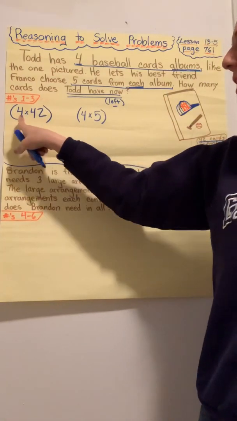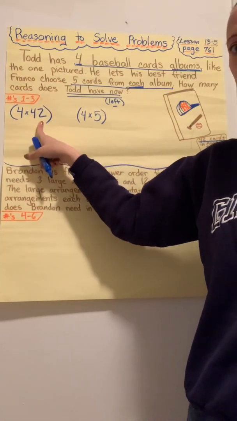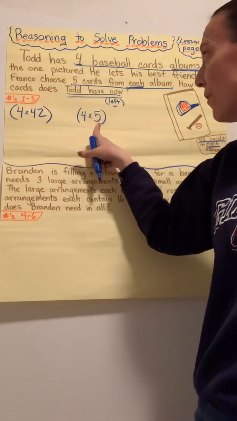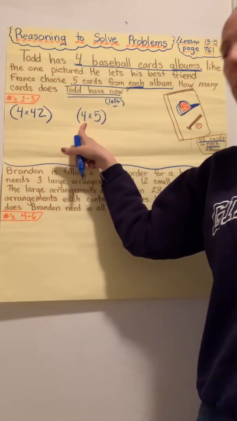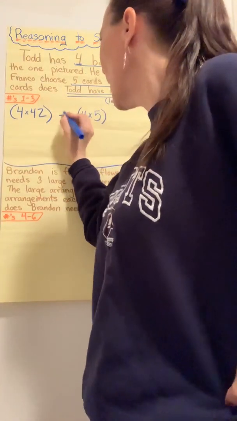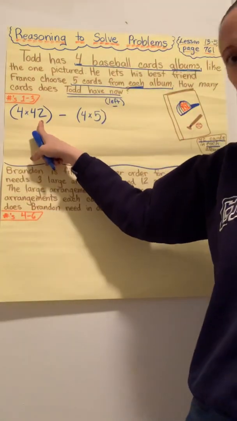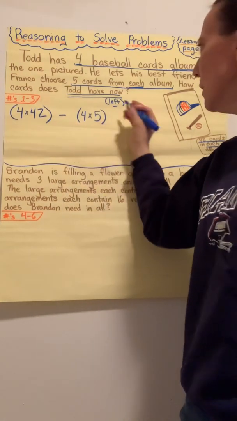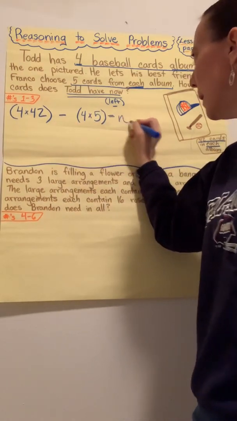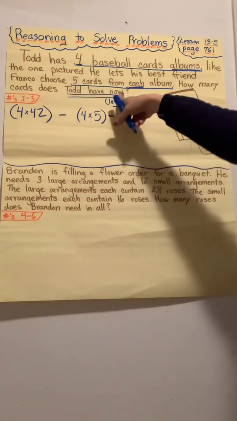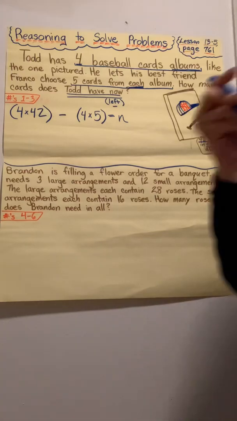So I have here that Todd has 4 albums, 42 cards each. Franco is taking 5 cards from each of those 4 albums. And I want to know how many Todd has left. Well, I'm going to take that away. Here's what Todd has at the beginning. Here's what Franco takes away. That means my answer is going to tell me how many Todd has left, how many he has now, which is what I want to know.